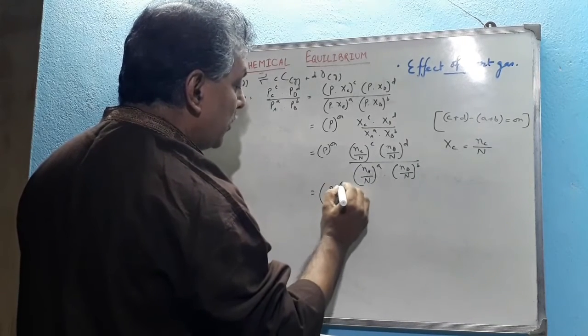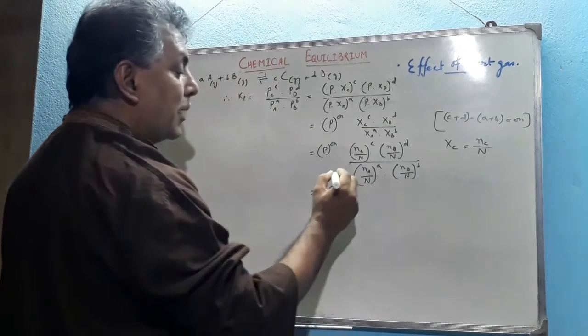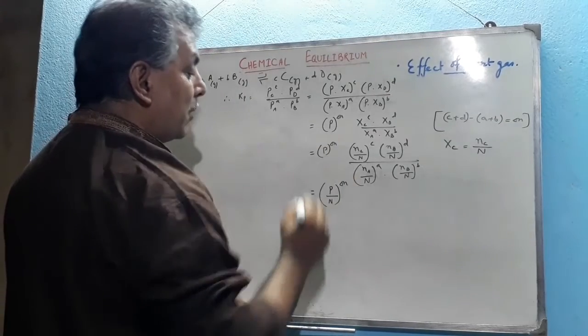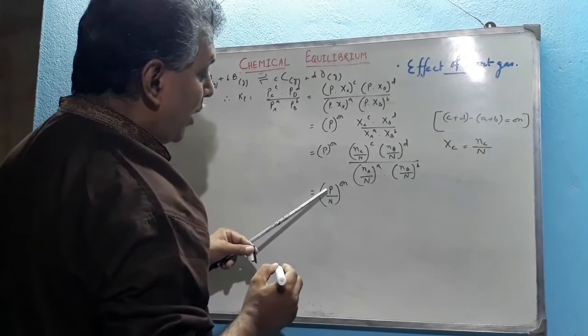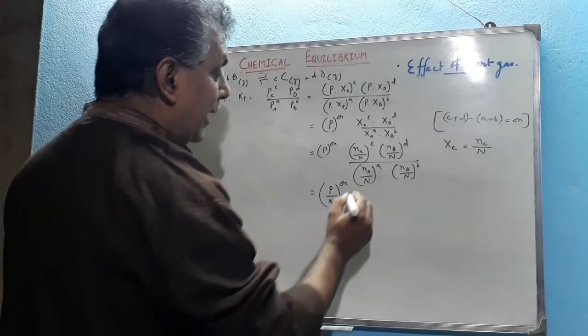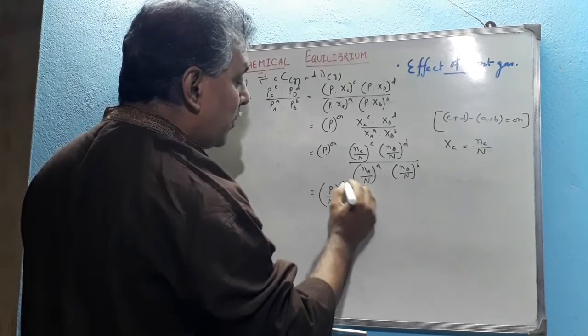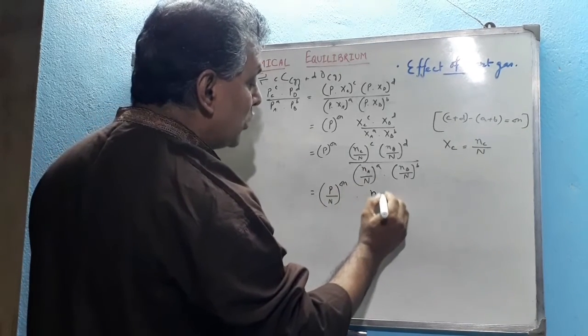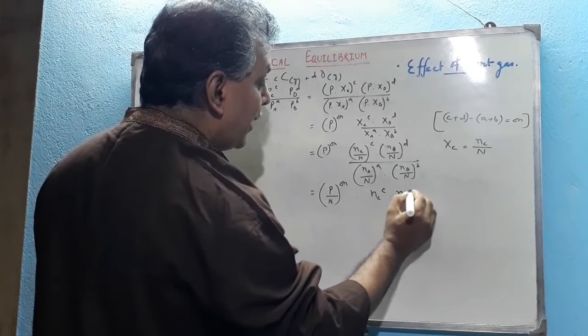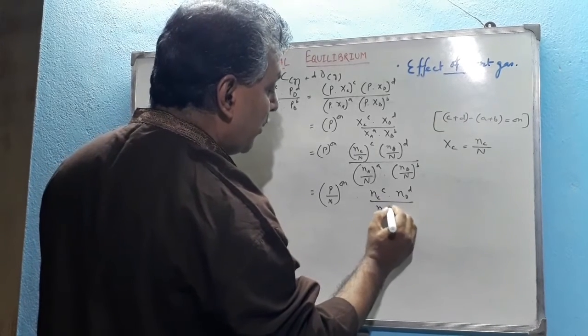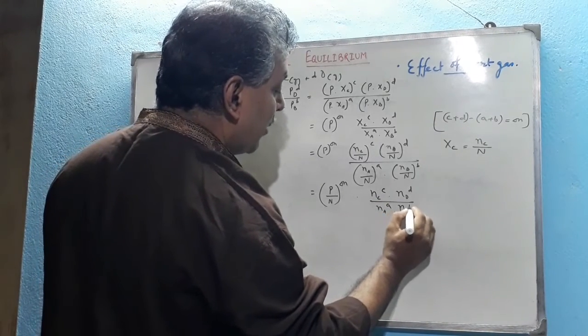P by N whole to the power del N, because 1 by N whole to the power capital N when multiplied by P to the power capital N, del N will be equal to P by capital N whole to the power del N. Therefore, P by capital N whole to the power del N into Nc to the power C, Nd to the power D whole divided by Na to the power A into Nb to the power B.